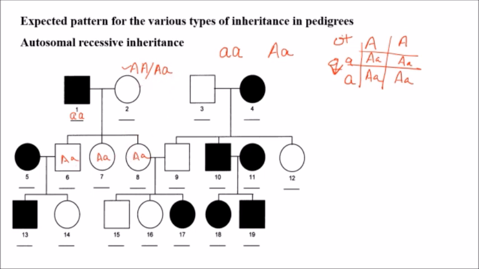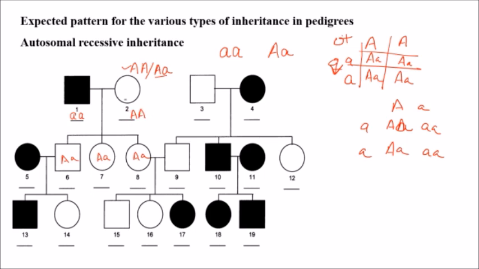But when the female has the heterozygous condition, let's see what we will get. We will get capital A, small a, small a, small a, capital A, small a, small a, small a. It means some of the progeny must be affected. But here we can see that neither of 6, 7, 8 are affected. So this progeny's genotype will be in the homozygous dominant condition.